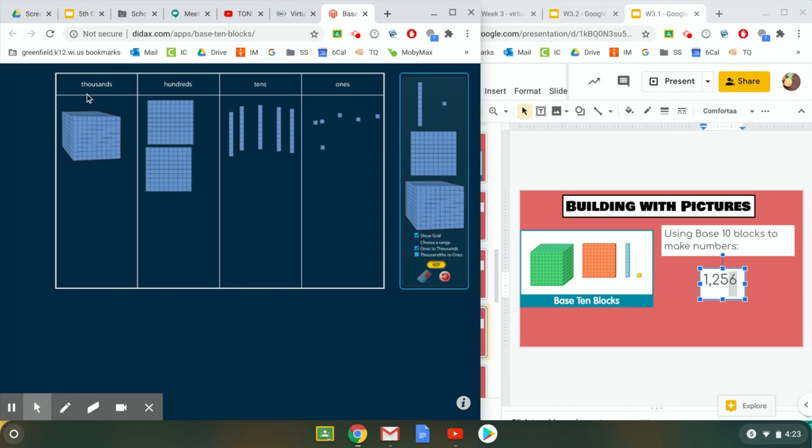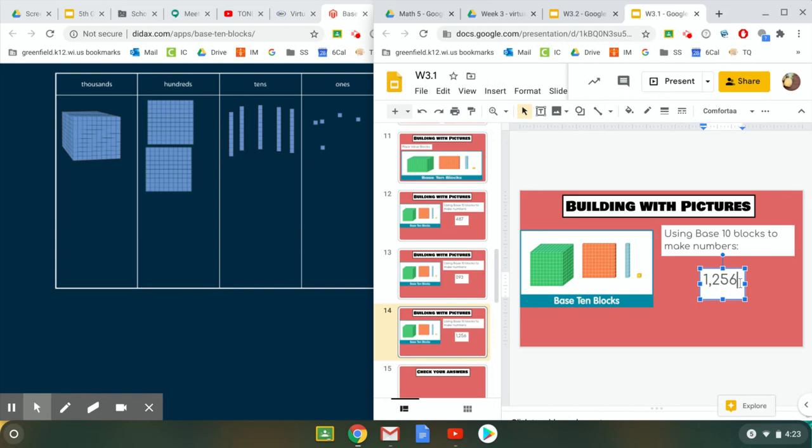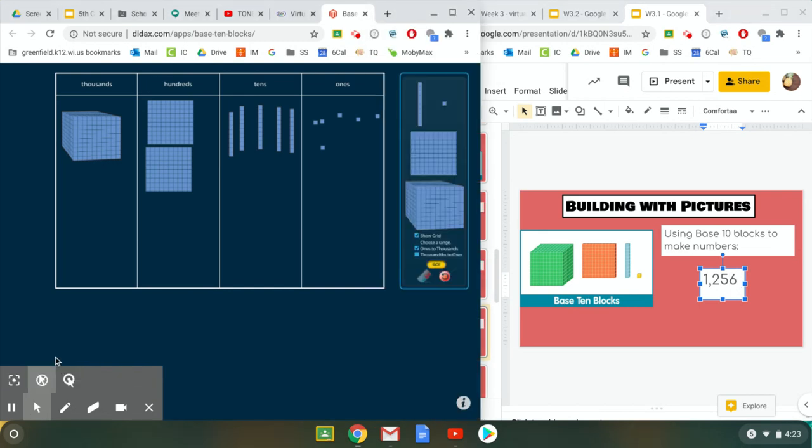So when we're done, this reads 1,256. All right, so the picture matches the place values and the numbers in those place values. Hopefully you did all right with that. If not, there's lots of websites you can try that on or go back and create your own numbers.